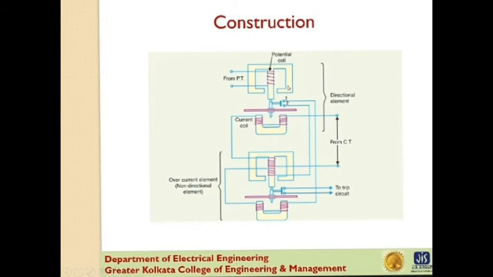Next, the non-directional element. It is an overcurrent element similar in all respects to a non-directional overcurrent relay. The spindle carries the moving contact which bridges with the fixed contact after the operation of the directional element. It may be noted that a plug-setting bridge is also provided in the relay for current but has been omitted in the figure for clarity and simplicity. The tappings are provided on the upper magnet of the overcurrent element and are connected to the bridge.